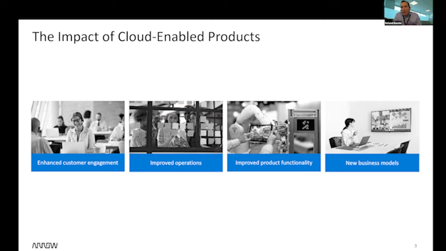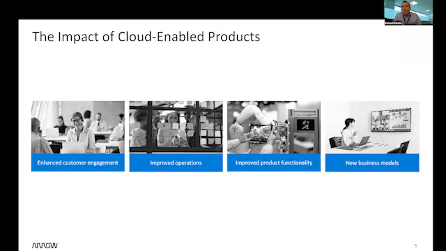Third, you see product functionality. From an engineering perspective, we've seen the ability to do firmware over-the-air updates, or the ability to understand why devices may be failing or what issues are arising. So product functionality can also be a part of a cloud-enabled product. And finally, business models. We've seen this over the past decade or so with SaaS models or subscription models, where hardware and software are elements of the solution.